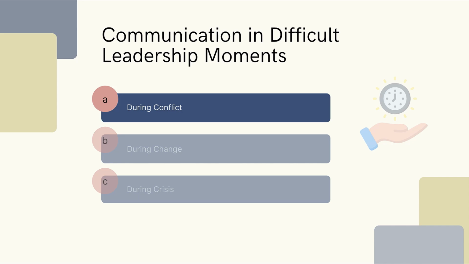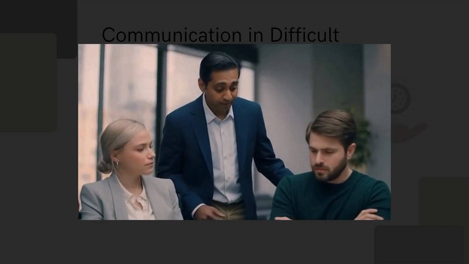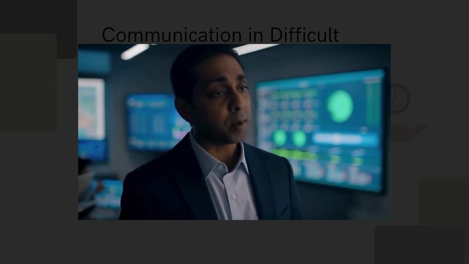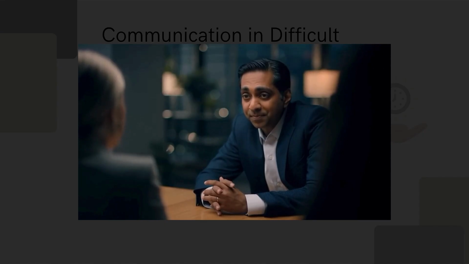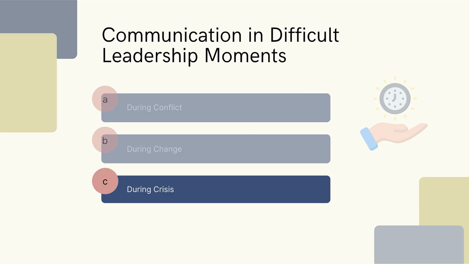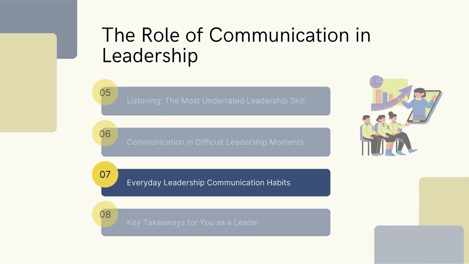Communication in difficult leadership moments. Leadership communication matters most when things go wrong. During conflict, instead of blaming, "You messed this up," a leader says, "Let's understand what happened and how we can fix it." During change, instead of vague announcements, "Things are changing," a leader says, "Here's what's changing, what's not changing, and how this affects you." During crisis, calm, transparent communication prevents panic and builds confidence.